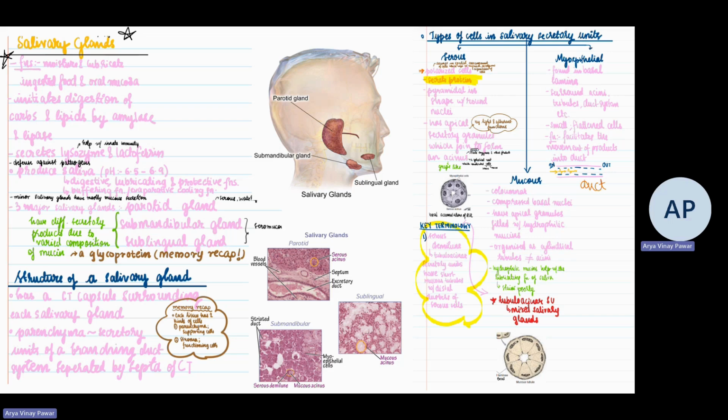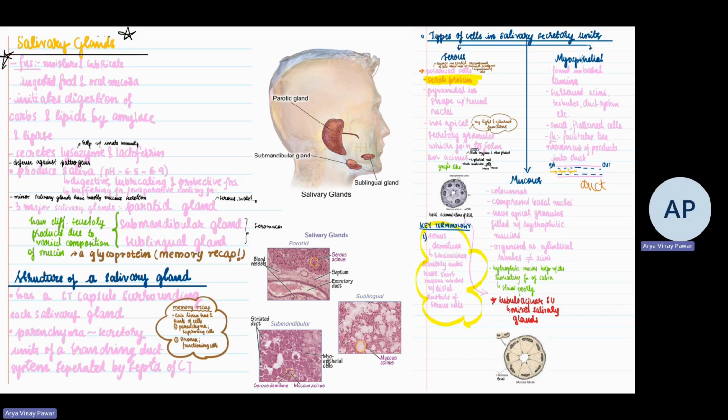Similarly, we have the mucous cells. They are rather columnar. So the serous cells are pyramidal in shape, whereas the mucous cells are columnar in shape. In this picture, they appear to be pyramidal, but they're actually columnar cells. They have compressed basal nuclei, and again, they have apical granules, but this time they're filled with mucins, which, when hydrated, form the mucus.